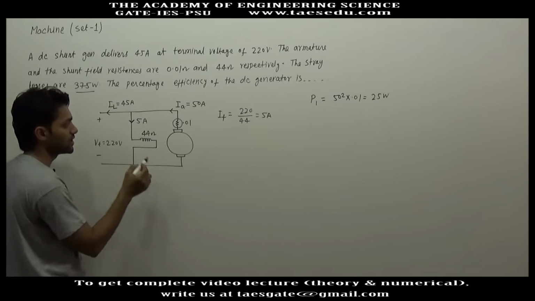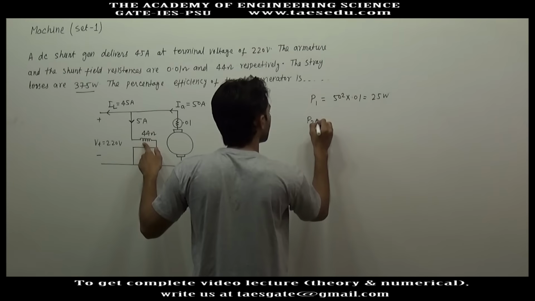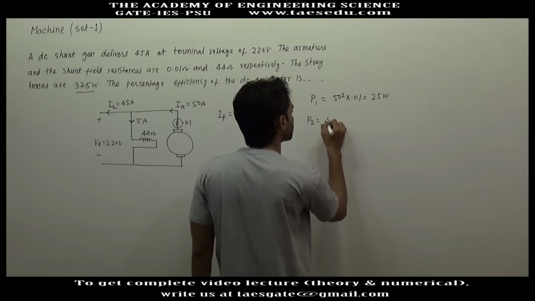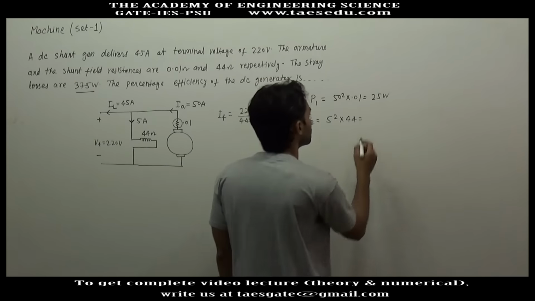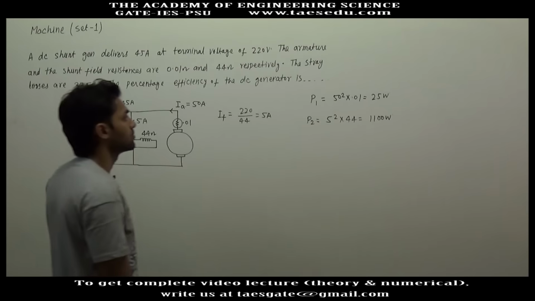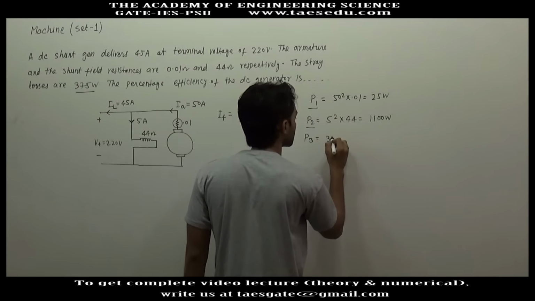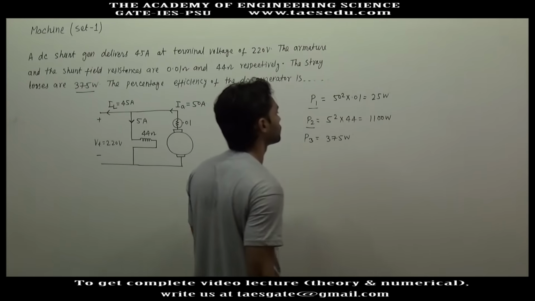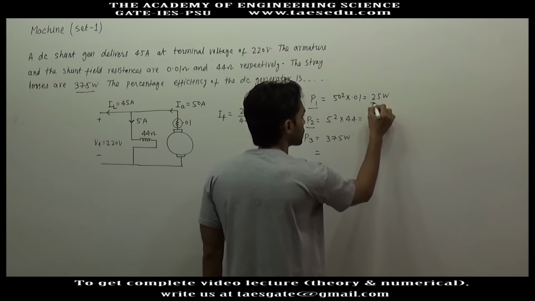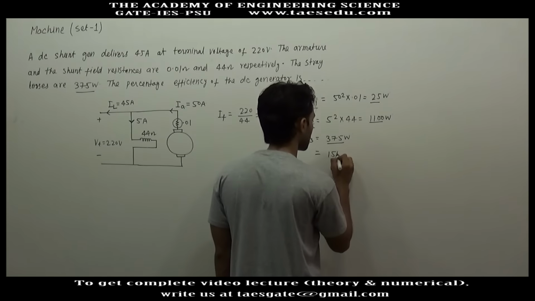Next, there will be heat loss in the field winding. P2 will be 5 square into 44, this will be 1100 watt. So these are the two losses, and the third loss is the stray loss, this is 375 watt. So the total losses are 25 plus 375 plus 1100, so the total losses are 1500 watt.